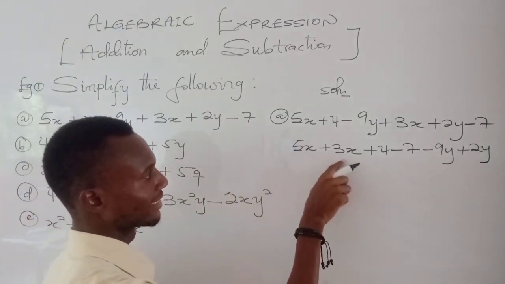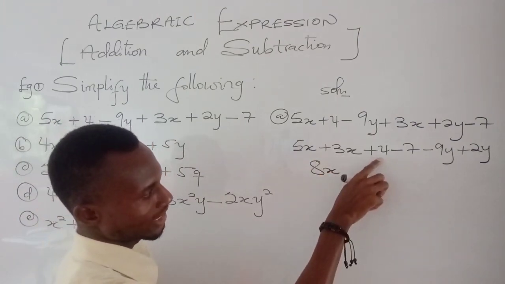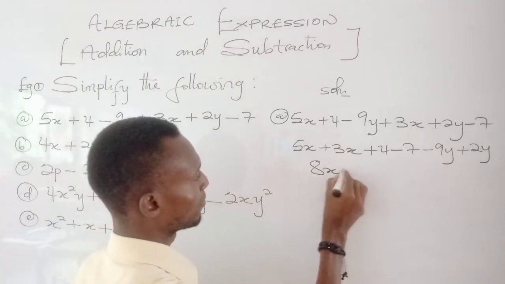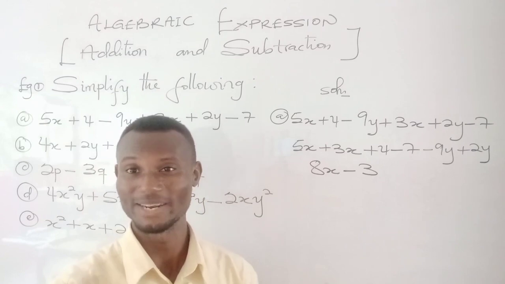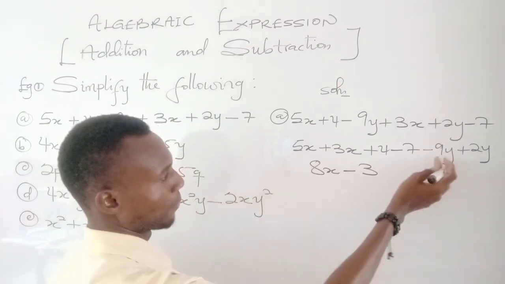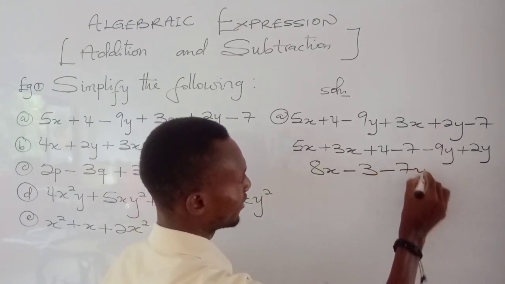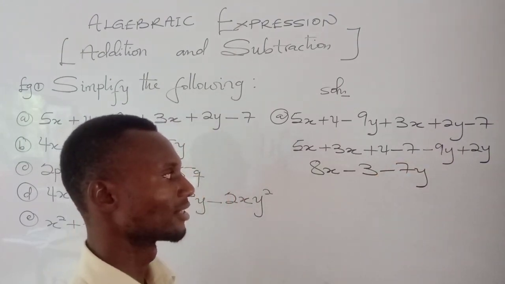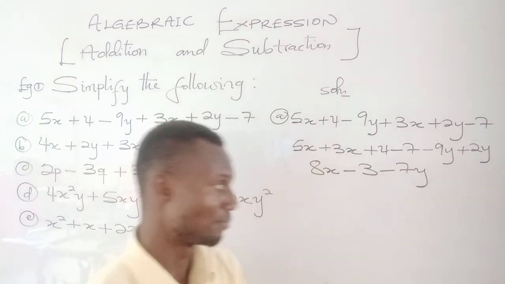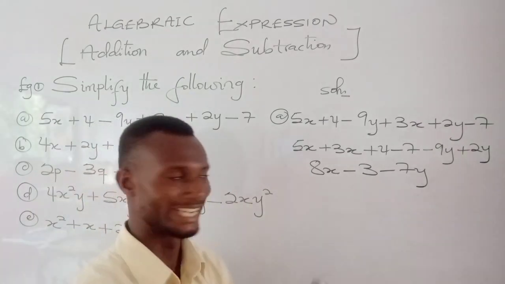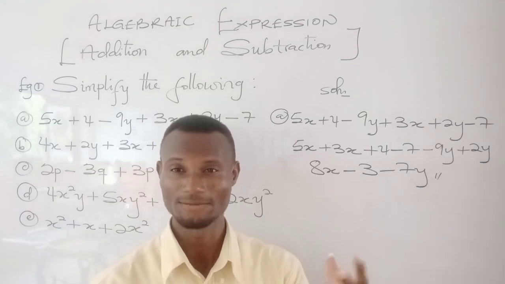Okay, 5s plus 3s, it gives 8s. Now positive 4 minus 7, it gives minus 3, and I hope you understand why it's minus 3 because I've explained this a lot. Now minus 9y plus 2y, it gives minus 7y. This now becomes my final answer, which I cannot simplify further because we don't have any like terms in it. So this is my final answer. I hope the explanation is clear enough up to this point.